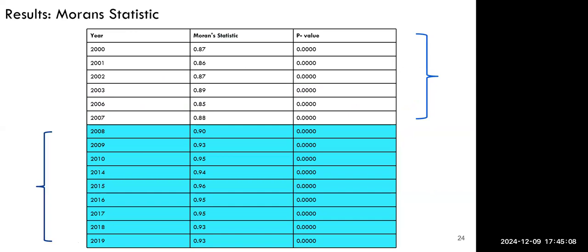And I skipped a few years on purpose, just to fit this table. So from the start, even in 2000, the statistic's value was quite high. 0.87 is quite a good value when we talk about spatial dependence. And through the years, it has increased. So we can say that there are now regions where we have a similar phenomenon, either low or high. It's not much, but they have crossed 90%, and now it is around 93%.